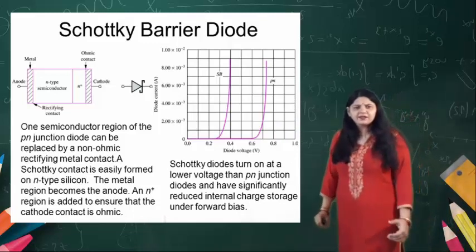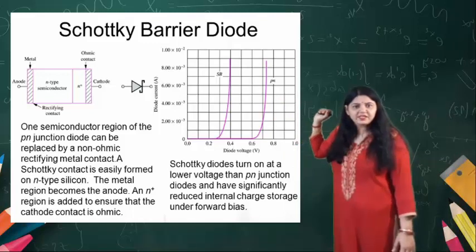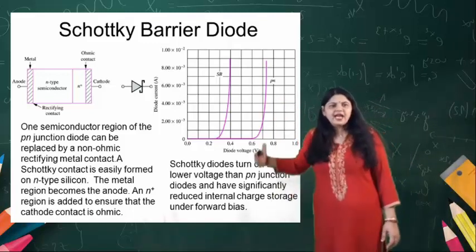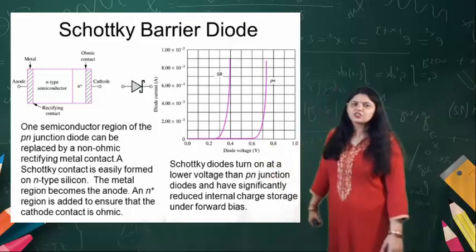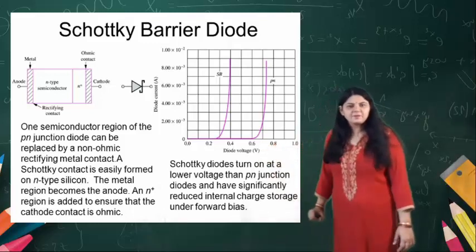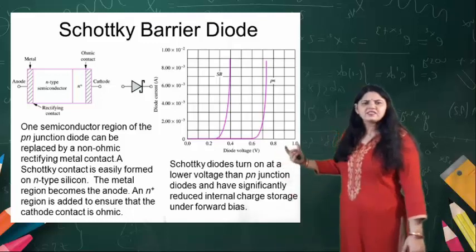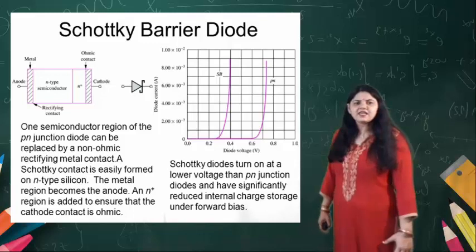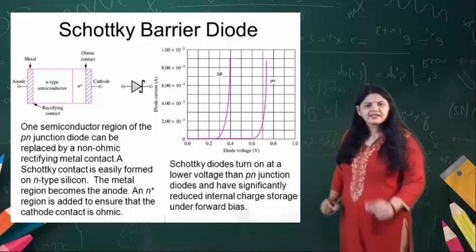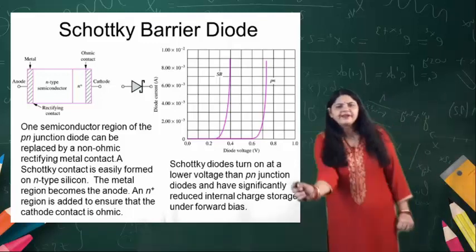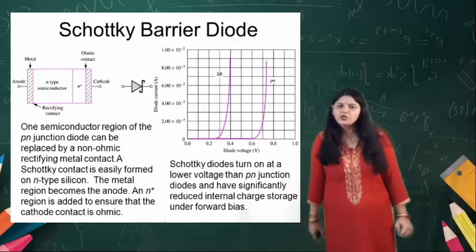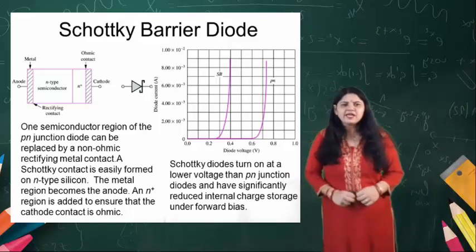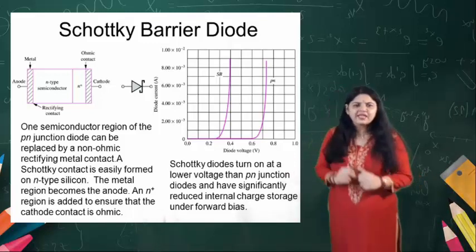This is the symbol of the Schottky Barrier Diode, and you can see the construction of the Schottky Barrier Diode. Here there is an N type semiconductor, and at one end there is a metal contact, and at the cathode the ohmic contact is provided. Those two nodes are known as the anode and the cathode.